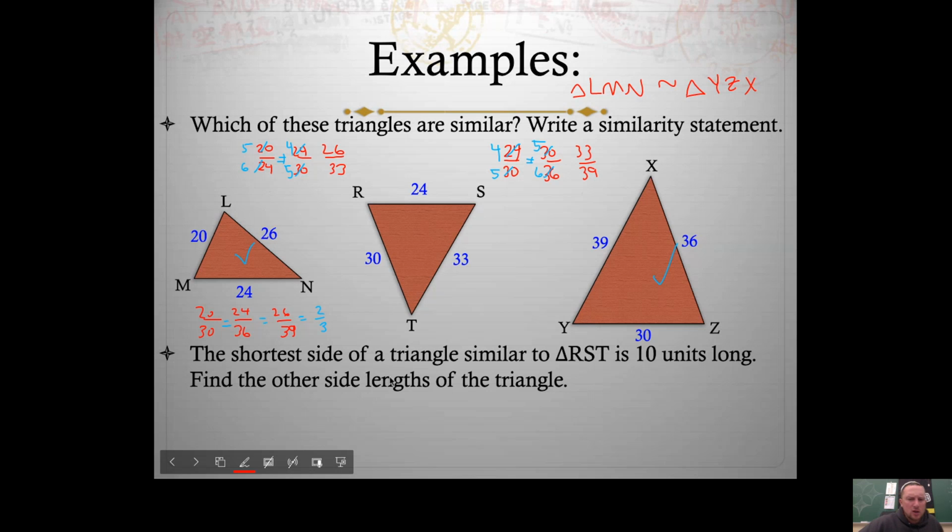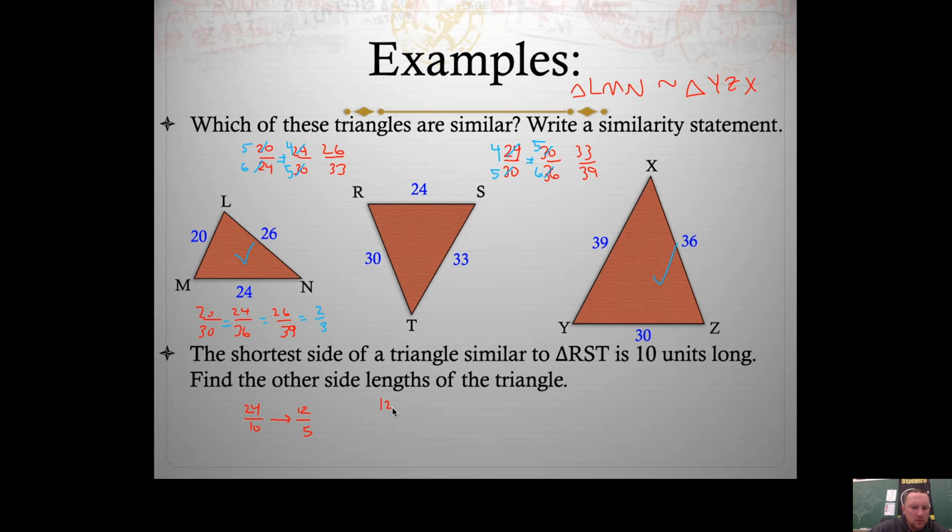Okay, last one here. The shortest side of a triangle similar to triangle RST is 10 units long. Find the other side lengths of the triangle. Okay, well, if the shortest side is 10, the shortest side here is 24. So I know my scale factor is 24 to 10, which is, we reduce, 12/5.